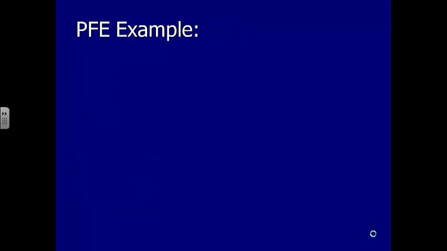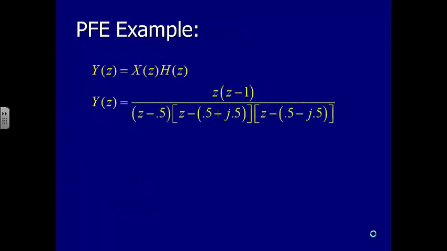Now, Y of z is just the product of those two. So I'll take X of z, that was z over z minus 1/2, multiply it by H of z, that was z minus 1 over these two guys, and I have my Y of z. That's the answer. It's just in the wrong domain. I want a time function, not a z function. So we want to partial fraction expand this and get back to the time domain.